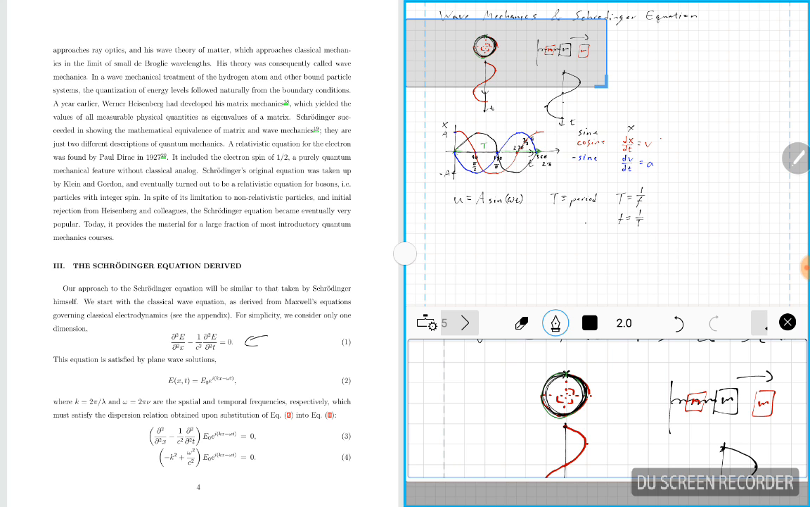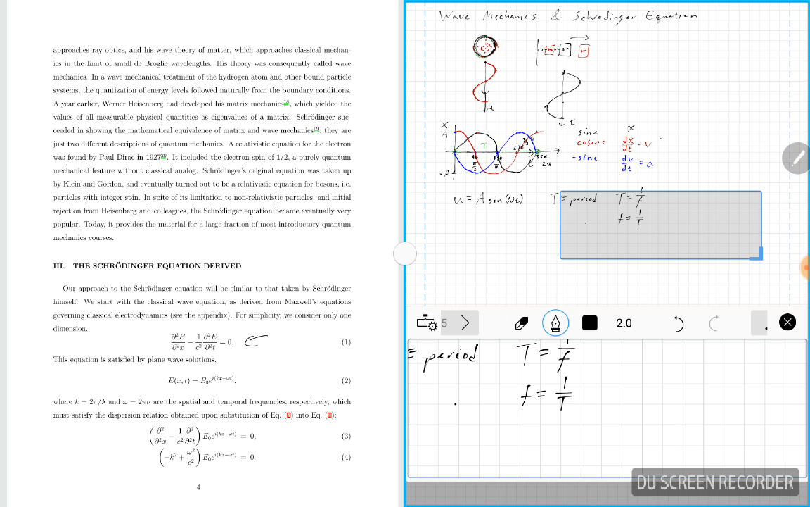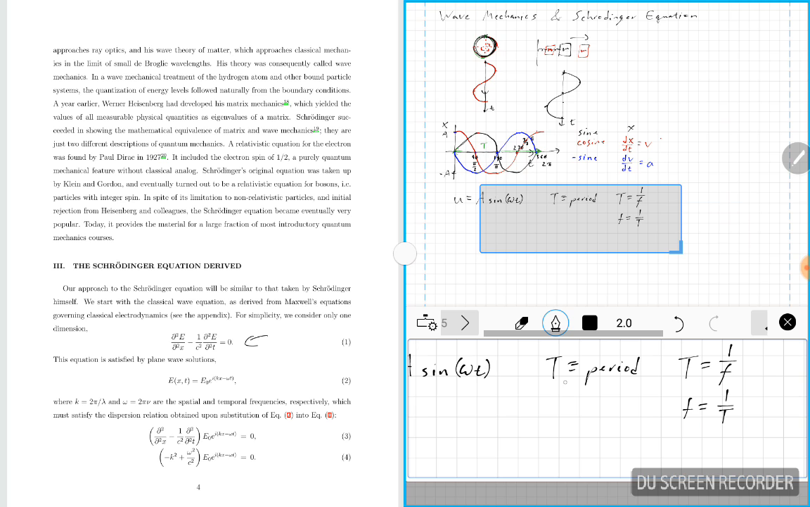If I think about car wheels revolving around the axis, it's not so helpful to think about how many seconds it takes the car wheel to rotate 2 pi. It's more useful to think of how many rotations happen in 1 second. And that's what frequency is. So frequency is the number of cycles or rotations per second.